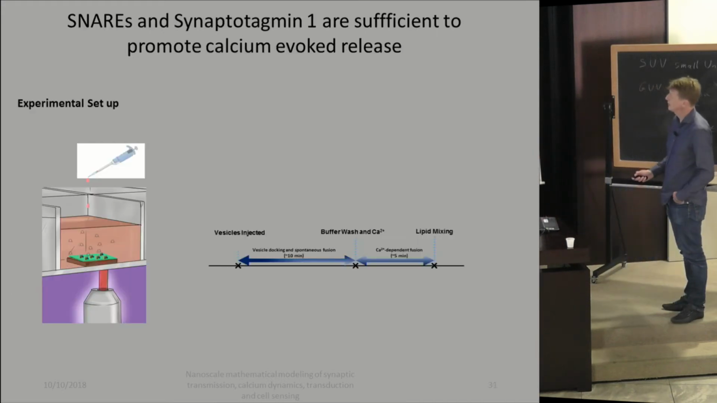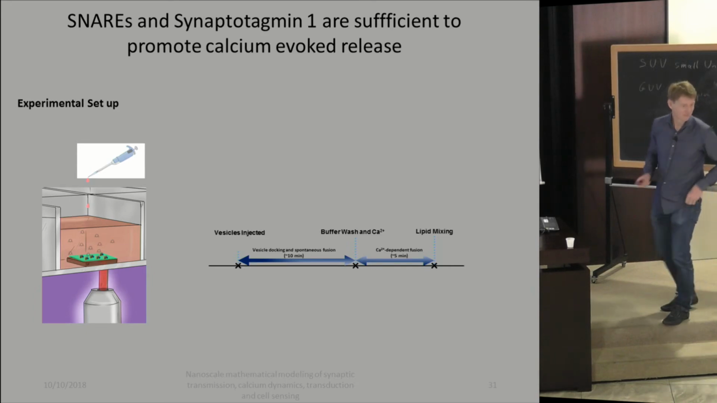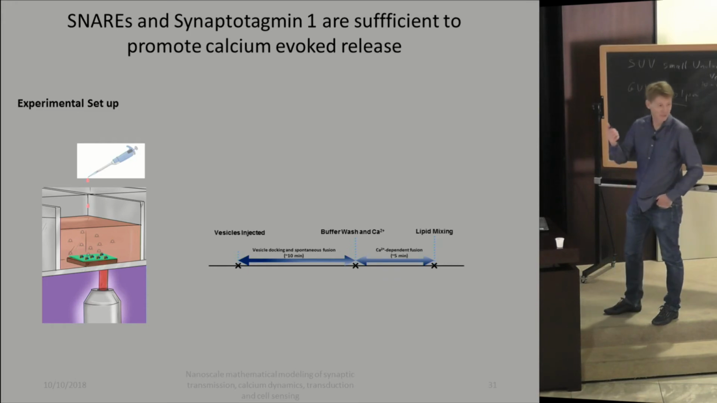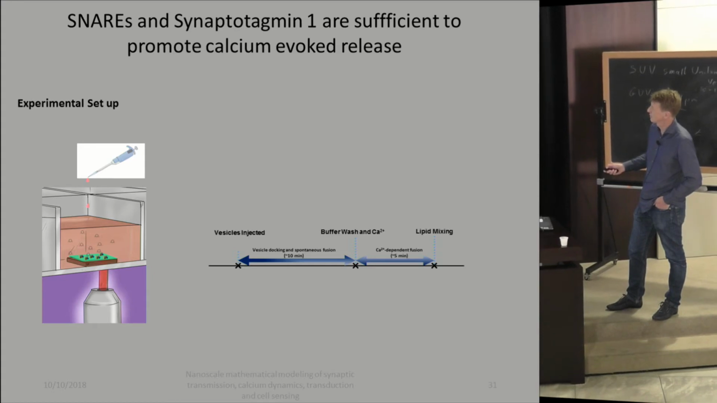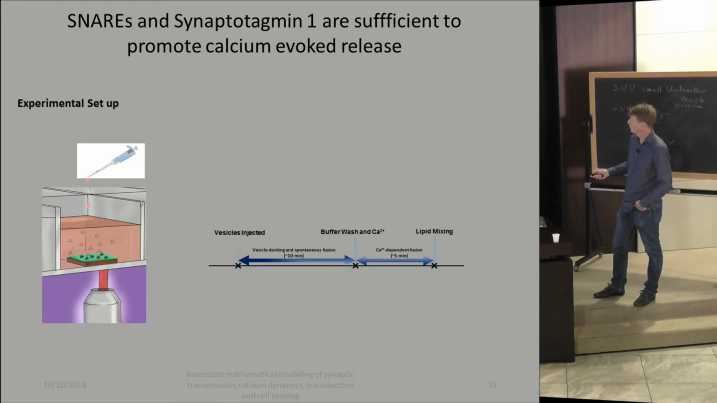So what we do is, one more thing: we didn't put a microfluidic flow chamber on top yet. We will, but we didn't yet. Here we're just pipetting on top. So the way we do it for now is we have our bilayer on top of the holes. We inject the vesicles. We wash. Then we can put calcium. And if there's fusion, we'll see lipid mixing because vesicles are fluorescent.